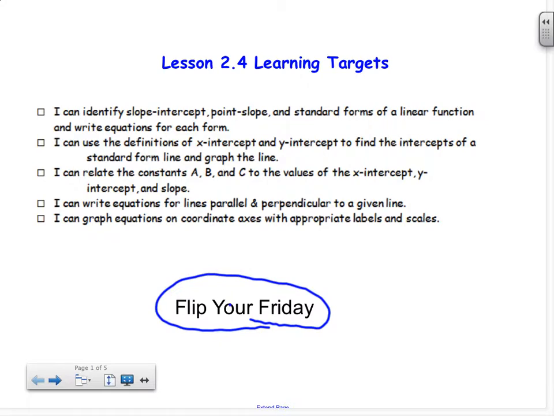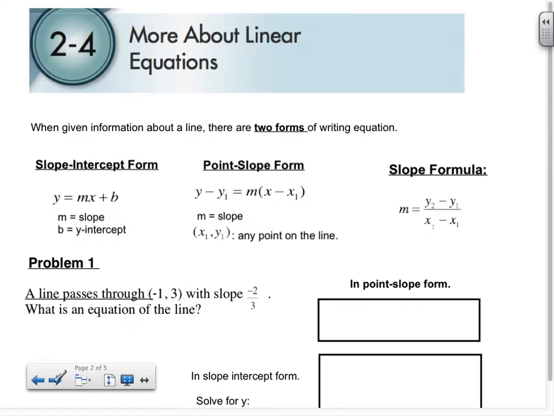The I can statements, they're all right here. I'm not going to read them to you. You read them on your own, but this is what we're going to be doing in this lesson. This lesson is about writing equations of lines. Okay, let's get started. Here we go.